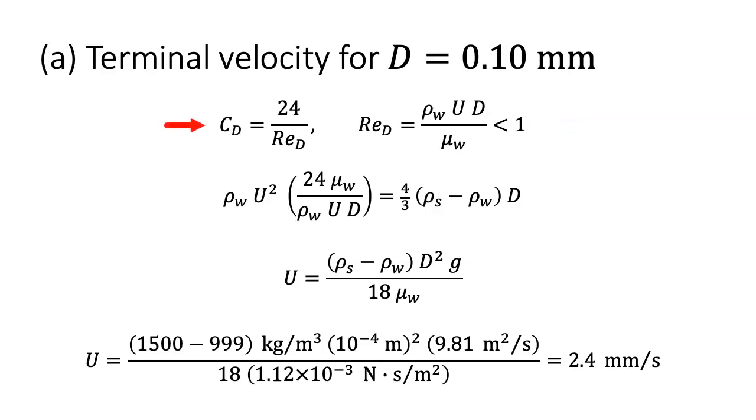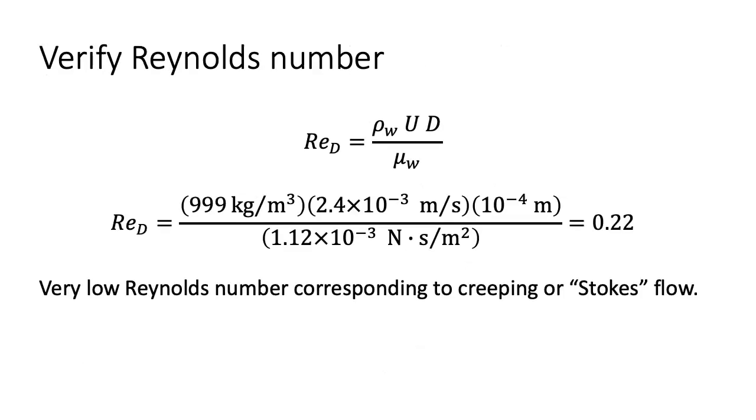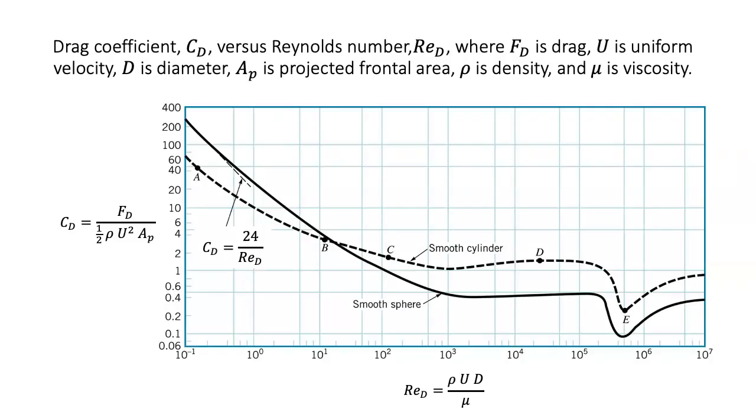Thus, I can use the drag coefficient relationship for creeping flow, which is also called Stokes flow, that can be derived analytically. Plugging this in, we get an equation for terminal velocity, indicating it increases with density difference and diameter and decreases with viscosity as expected. For our fluid properties and diameter, we get a terminal velocity of 2.4 millimeters per second. Thus, it takes a very long time for grains this size to settle. Finally, for part A, we check the Reynolds number, and it is indeed very low, and our assumption of creeping flow has been verified.